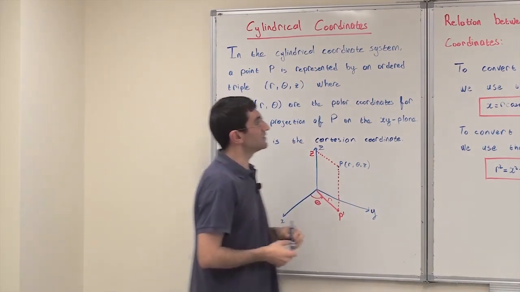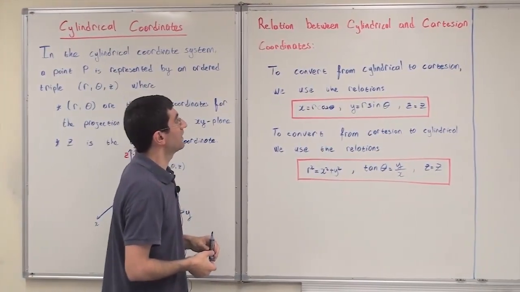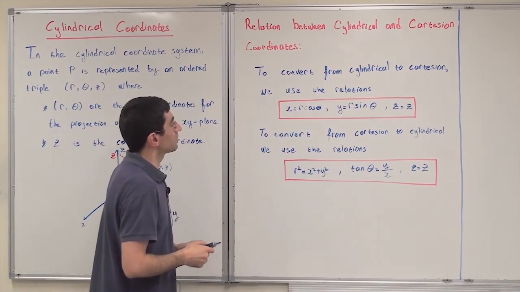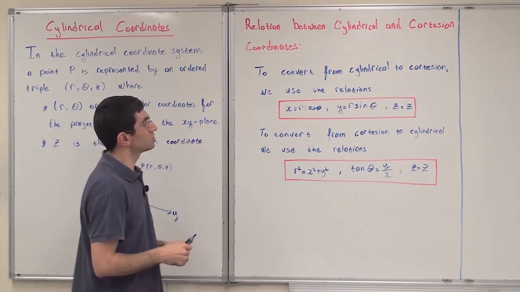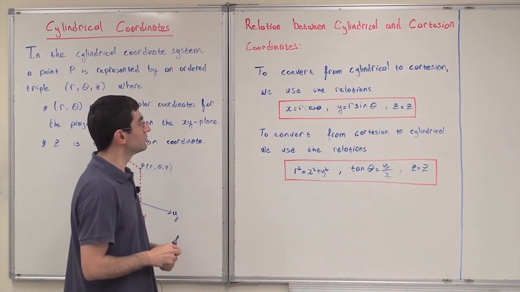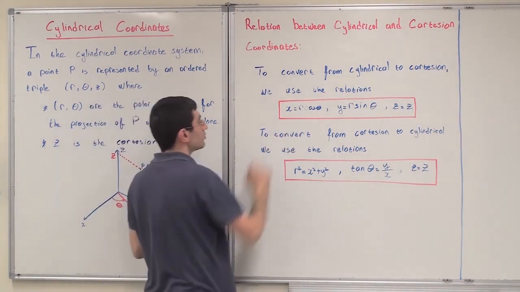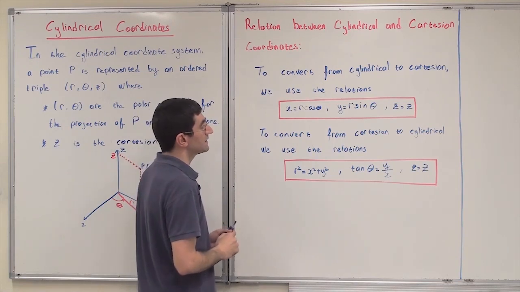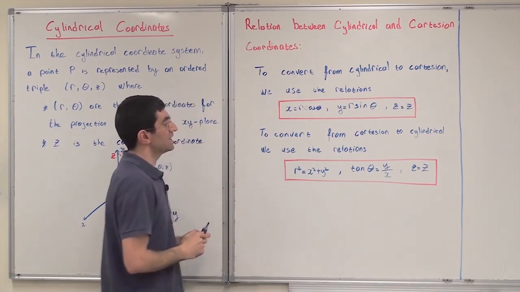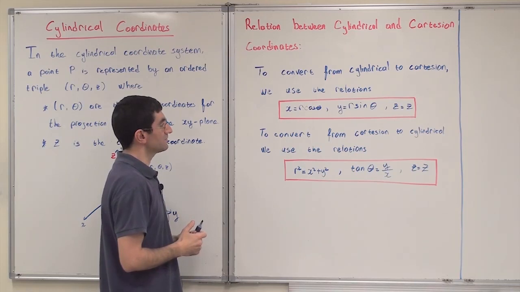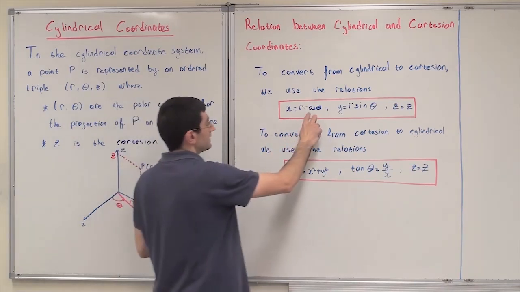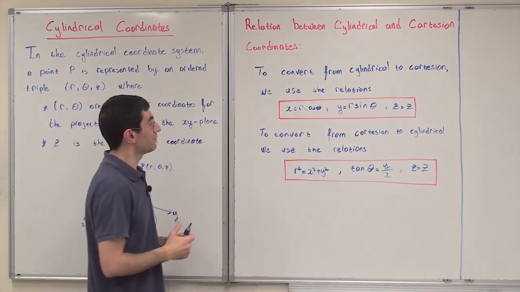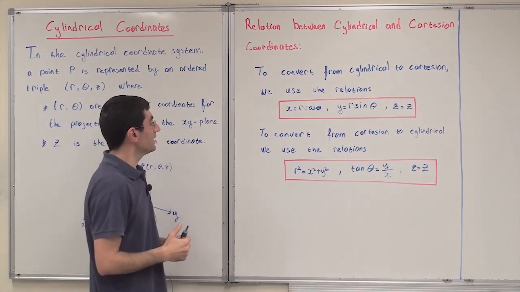Now, let's see the relation between cylindrical and Cartesian coordinates. To convert a point from cylindrical coordinates to Cartesian coordinates, we use the relations x equals r cosine theta, y equals r sine theta, and still z is the same z as in Cartesian coordinates. Remember that those expressions of x and y are the same as in the polar coordinate system.